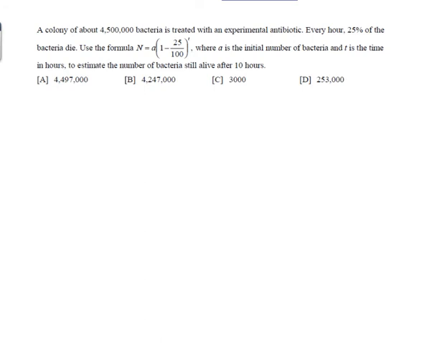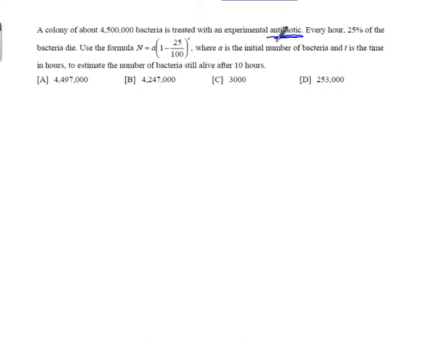Again, they're giving us a formula, and let's see what they say about this word problem. A colony of about 4.5 million bacteria is treated with an experimental antibiotic. Every hour, 25% of the bacteria die. Use the formula N equals A times (1 minus 25 over 100) to the T. That's a T up there, can't tell.